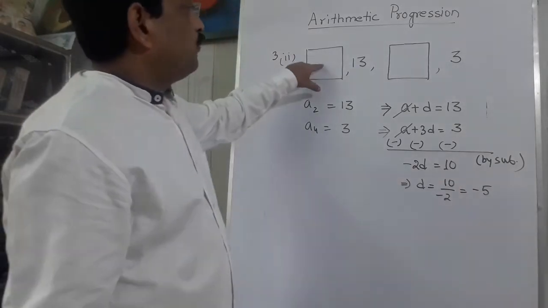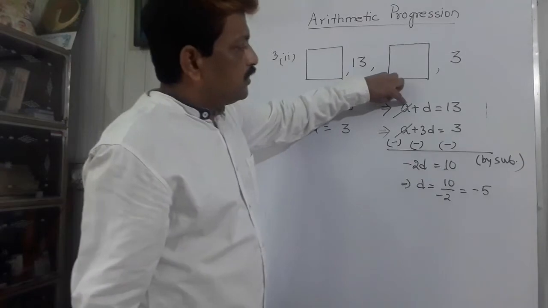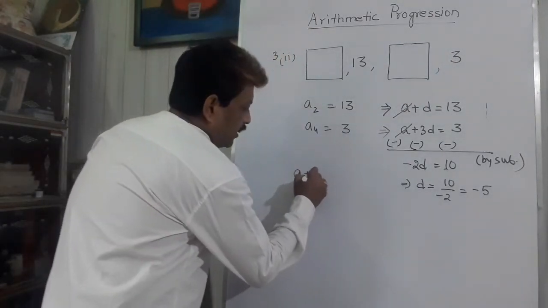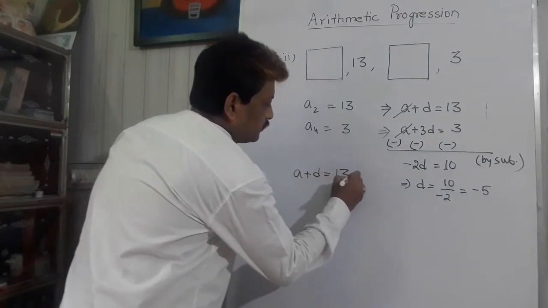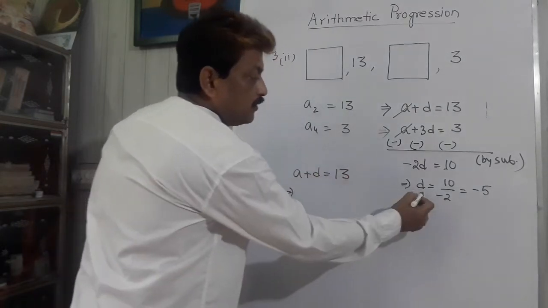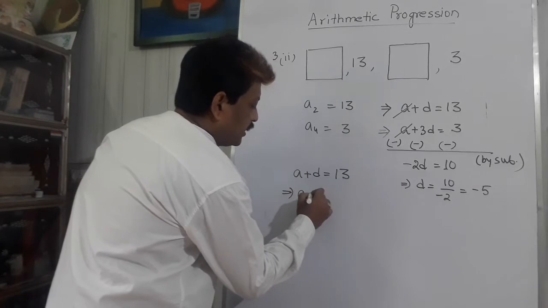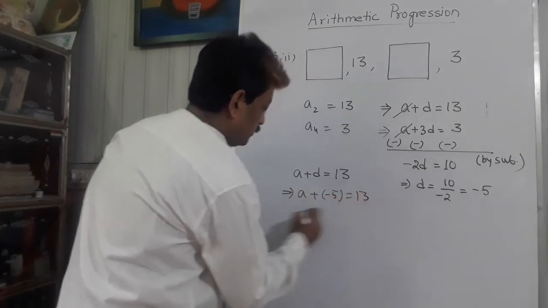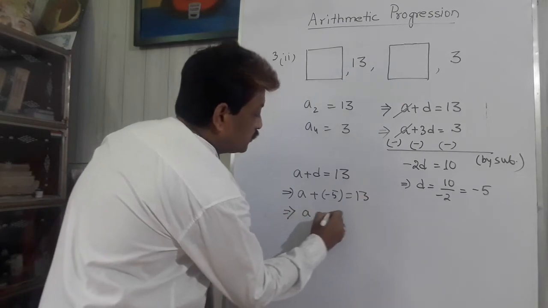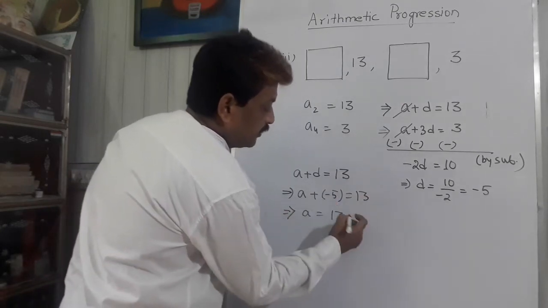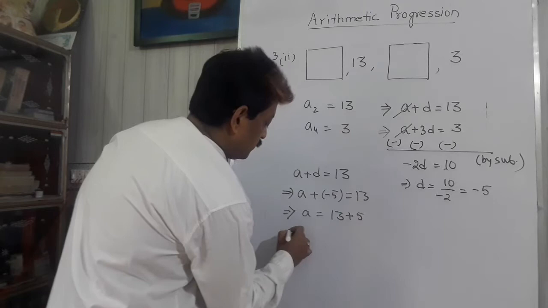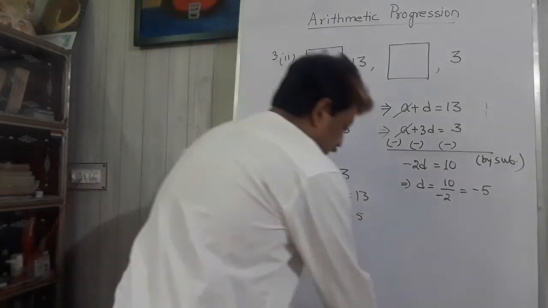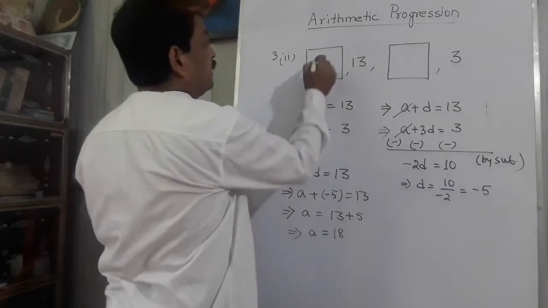Now how to find the first term? Let us use this formula, A plus D equals 13. Now put the value of D. D is minus 5. So A plus minus 5 is equal to 13, or A equals 13, this minus 5 will become plus 5. So A is equal to 18. So we have got the first term as 18. Therefore write here 18.